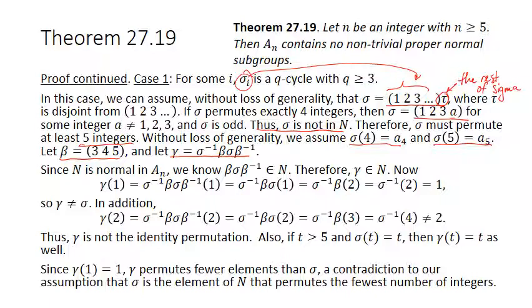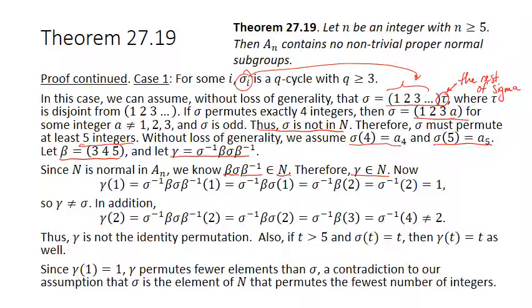So it's a bit mysterious where these came from. They're just being defined. We'll find out why they're useful in just a moment. Since n is normal in an, that means that if we take any element in n, like sigma, and do beta and beta inverse on either side of it, that must also be in n. That was one of the things we found out about normal groups. And so that tells us that gamma must be an element of n.